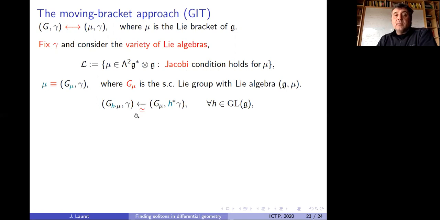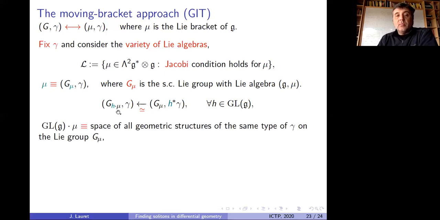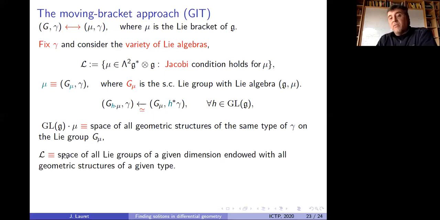And then this isomorphism is the key part of the approach. h is giving you an equivalence between these two geometric structures. So as you see here, you are obtaining all the structures of the same type, all the metrics, all the G2 structures, all almost Hermitian structures, if you want. And on the left, you are in the GL_n orbit of mu. So you are getting all Lie brackets which are isomorphic to mu. And then in that orbit, in the isomorphism class of mu, you can identify the space of all geometric structures on a fixed Lie group. But the variety can be identified with the space of all Lie groups with all geometric structures of a given type.